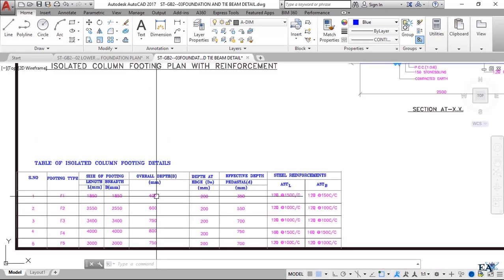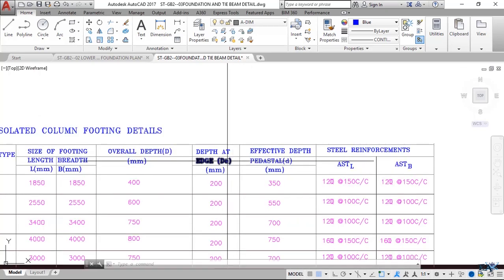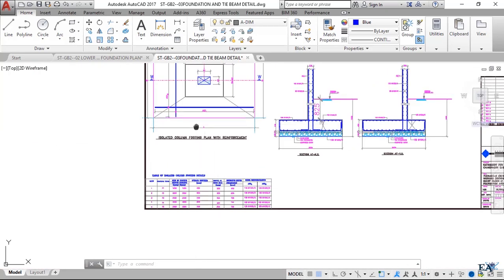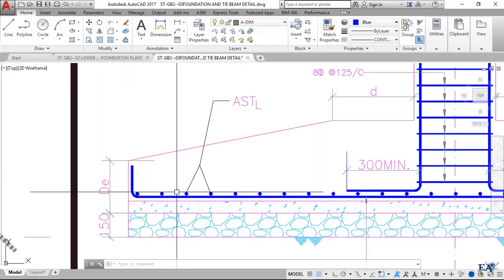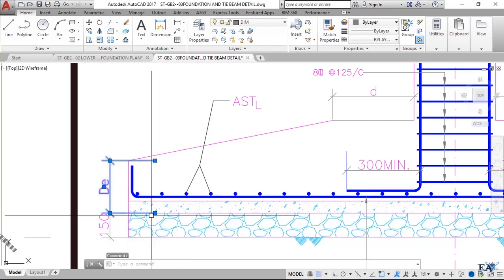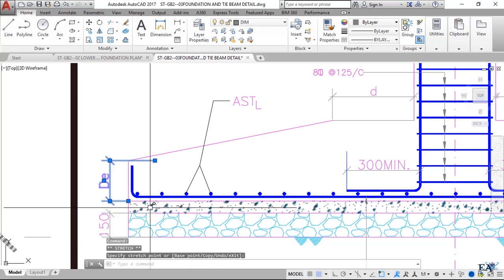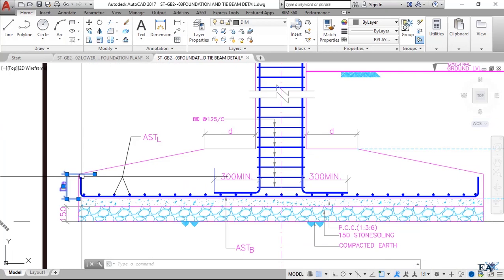And so it is 400 mm for footing F1, and for footing F2 it's 600, and for footing F3 it's 750, and for footing F5 it's 750 again, right? And the depth at the edge, that is DE, is 200 mm. Okay, so we'll see what the depth at the edge is. So here it's marked as DE. Okay, so here is your soling and this is your PCC, and the DE must be from here up to here. Okay, so depth at the edge is where your slope terminates, and that portion up to the base of the footing is called.